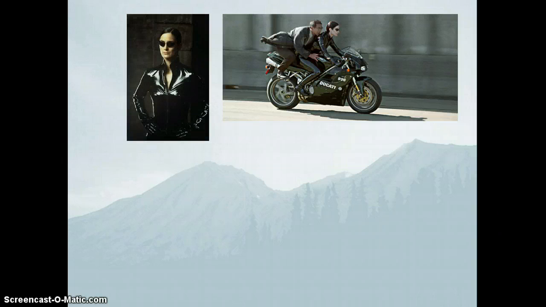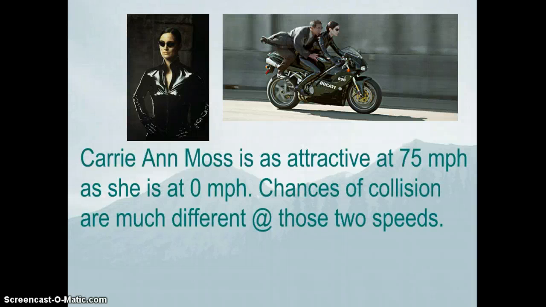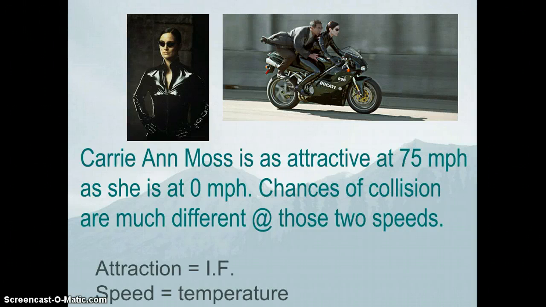Another way of thinking about this is to imagine Carrie Ann Moss. Now, I am attracted to Carrie Ann Moss. I think she's quite beautiful. And she is just as attractive at 75 miles an hour, driving down the highway, as she is at 0 miles an hour if she's standing still. However, the chances of me, shall we say, colliding with her are much different at these two speeds. If she's moving much faster, then the chances of me striking up a conversation with her are much less than if she's moving at 0 miles an hour.